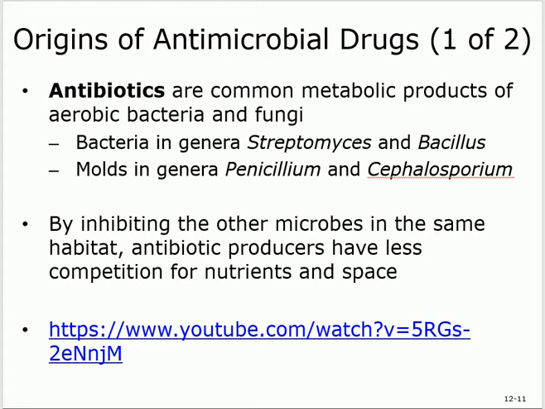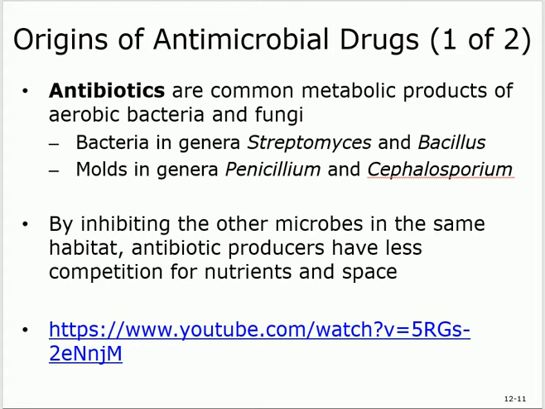Antibiotics, as I mentioned before, are a metabolic product of aerobic bacteria and fungus. They produce it, and I told you how they found out, right? They put the bacteria on a dish and saw that this bacteria was secreting something to kill the others. What is that something? They found out that it is a chemical compound, and we call it an antibiotic. So it is a natural metabolic product of these bacteria and fungi, all right?